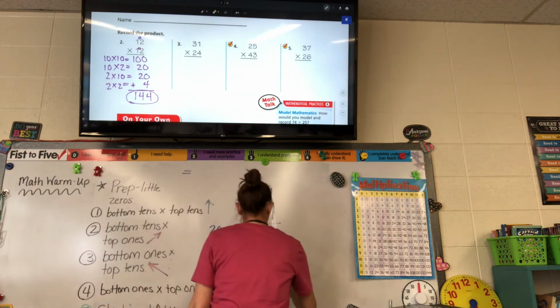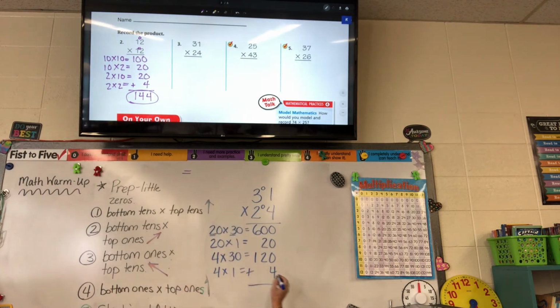4. Okay. Now we're going to stack them and add them. 0 plus 0 plus 0 plus 4. 4. 0 plus 2 plus 2. 4. 6 plus 1. 7.